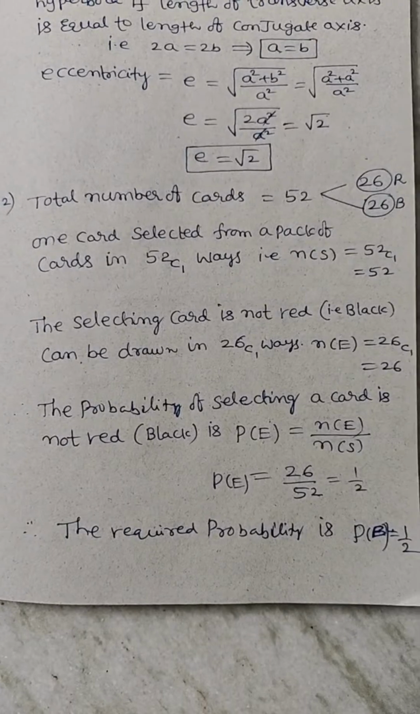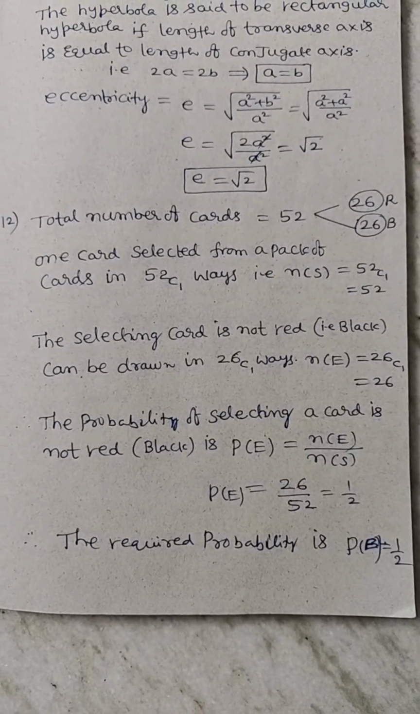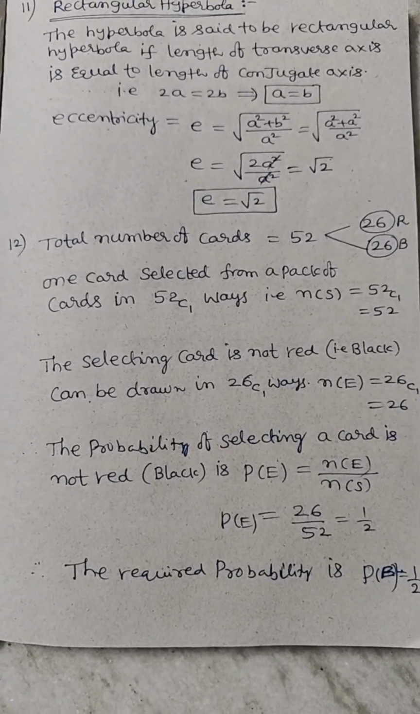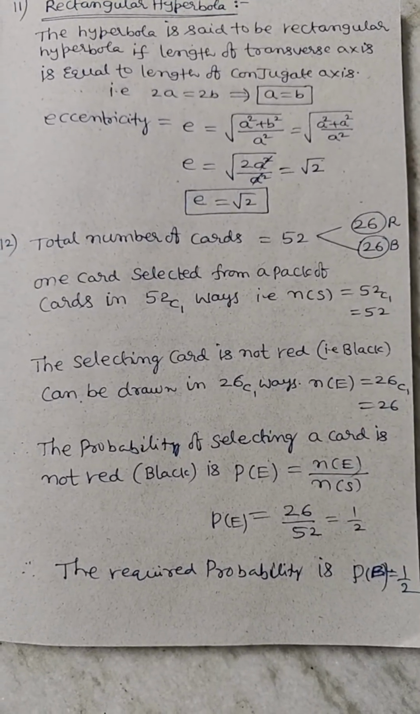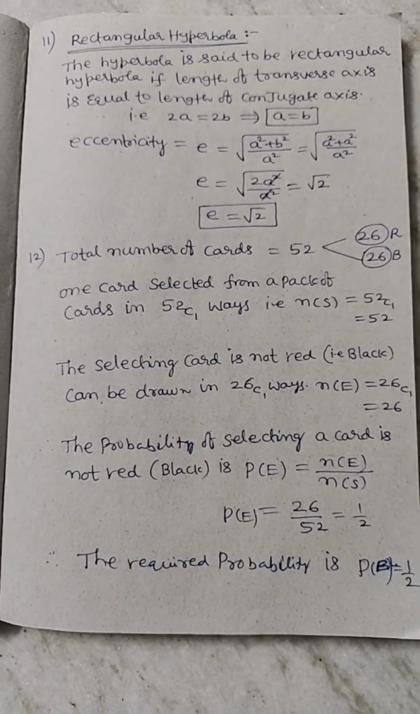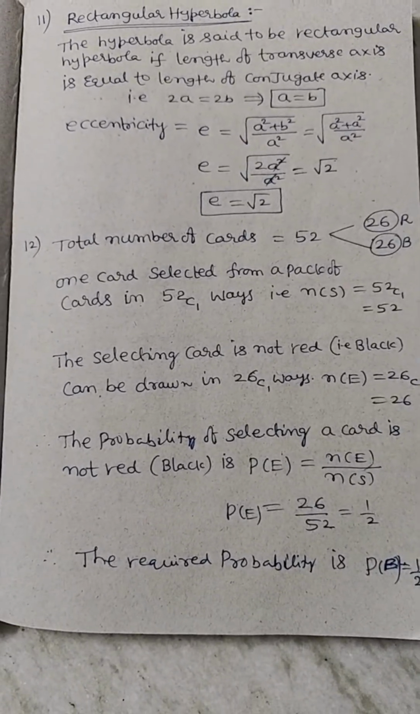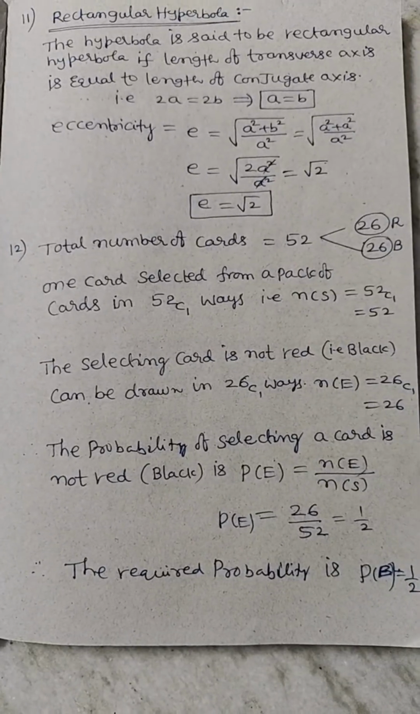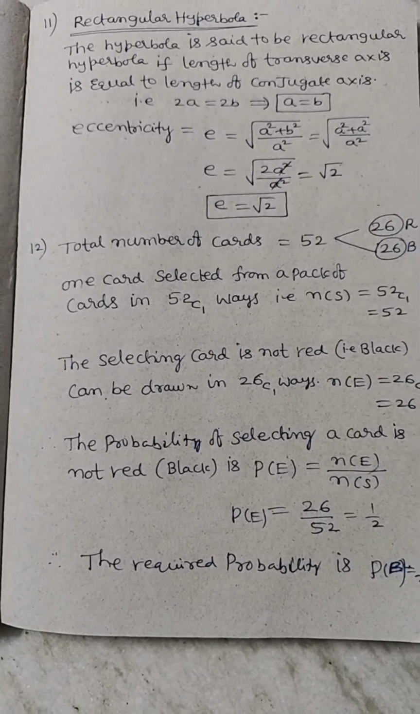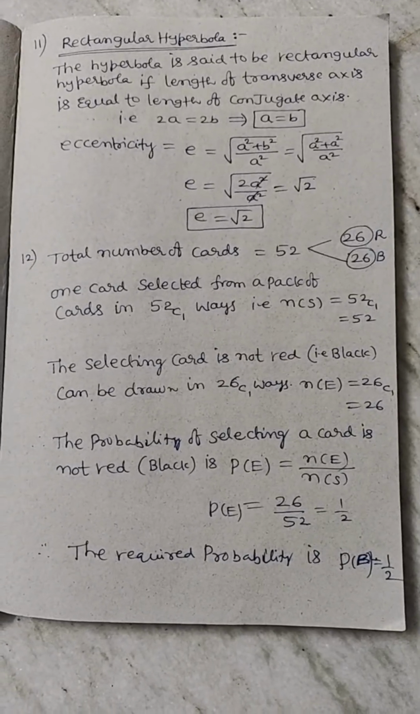Total cards 52, in that 26 are red, 26 are black. One card selected from a pack of cards is 52C1 ways, that is n of s, 52C1. So nC1 is equal to n, so 52C1 is 52. The selected card is not red. That means not red, which cards we have to select? Black cards. So it can be done from 26 black cards. One card can be selected in 26C1 ways. So n of e equals 26C1, that is equal to 26.